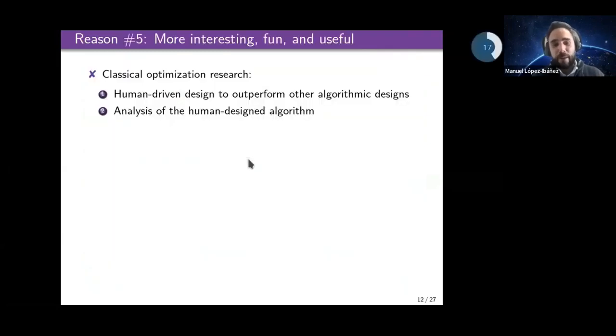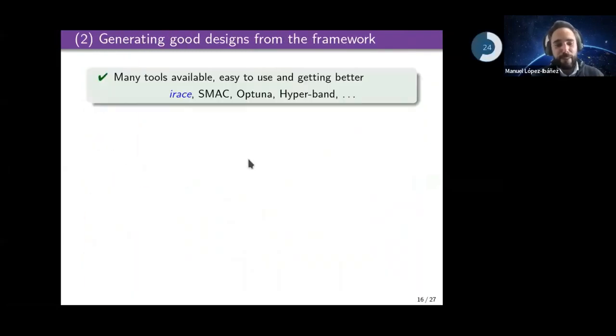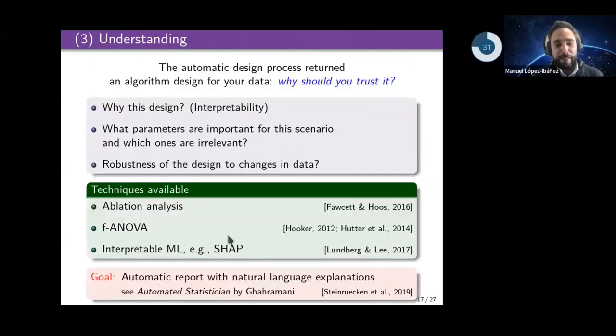For example, one thing I realized soon is that the system that Ghahramani proposed, the automatic statistician, is actually an automatic design system in the sense that it's taking models from a design space and using an optimizer to search the design space.